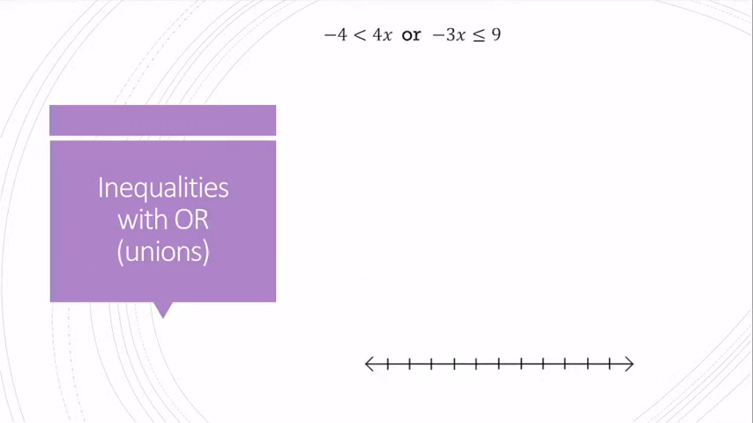Next, we're going to talk about inequalities with or. Or means union. It can be in one or the other. So let's go ahead and see what the graphs of those look like.